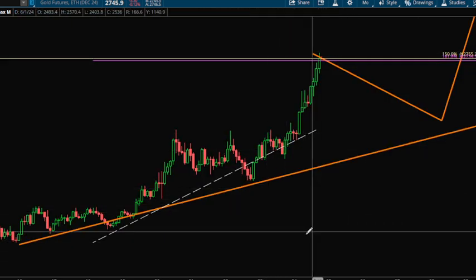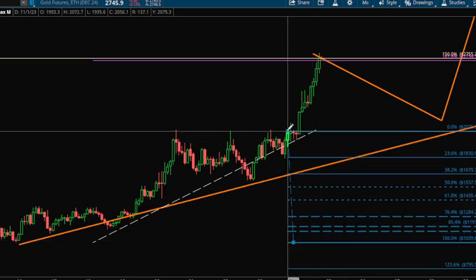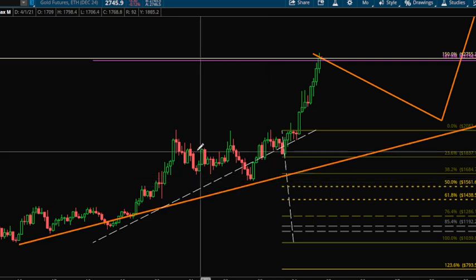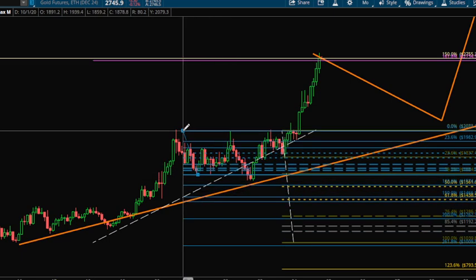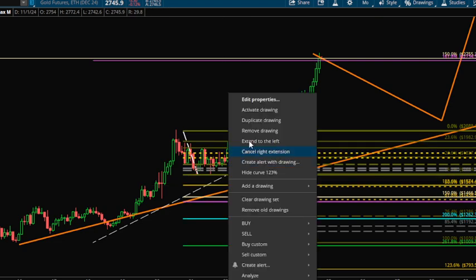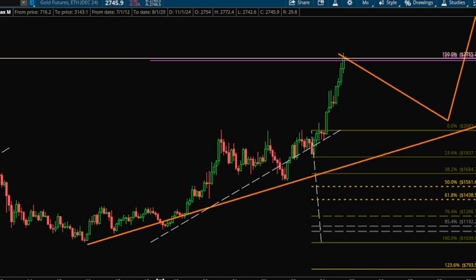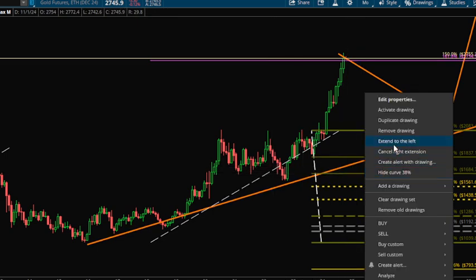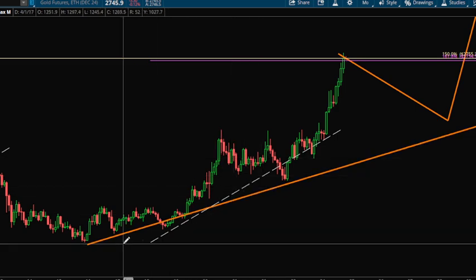It would help if I had the right tool. And it's past the 38.2. What kind of correction is it? Probably an expanding flat. Didn't even really hit the 123.6 though. Kind of a weird correction, to be honest. So that would tell me that this wave here is part of something else.